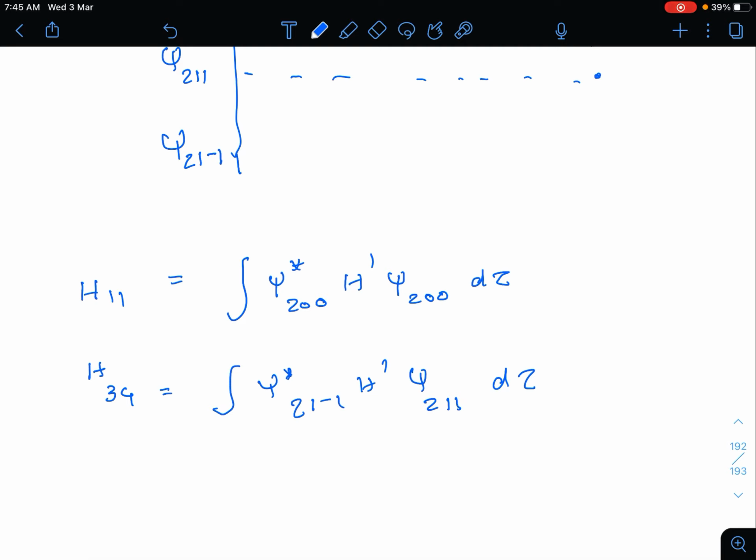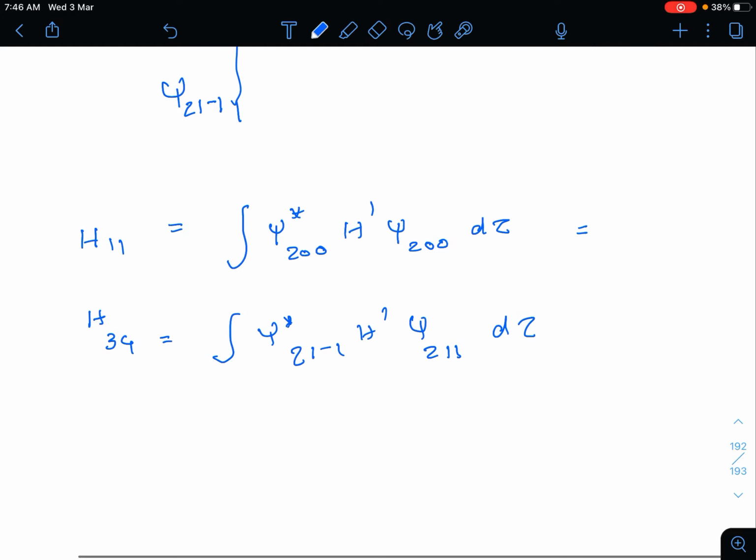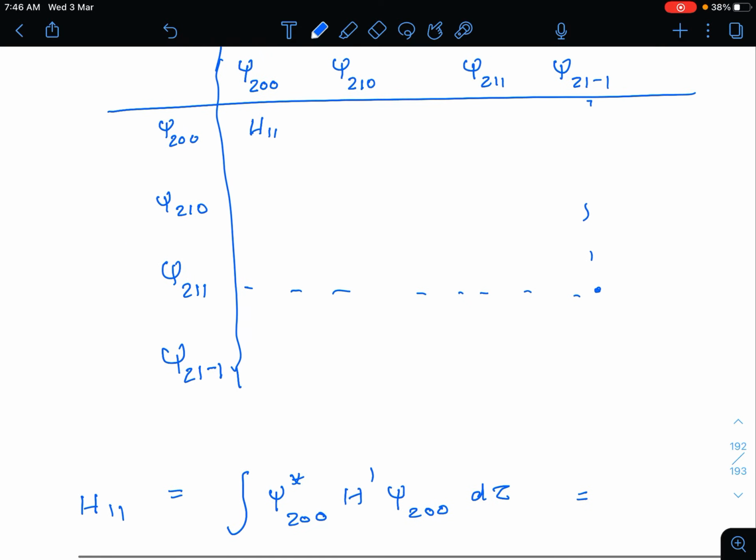So and of course what is our H dash? We have already found H dash. What did we find in the last problem? E r cos theta, right? H dash is equal to minus E r cos theta. Don't confuse this H dash with the H. That is minus, I think, minus E r cos theta. Good. So you can find all the elements.